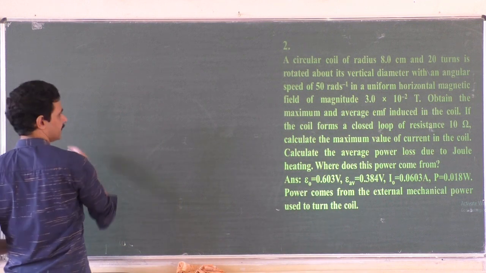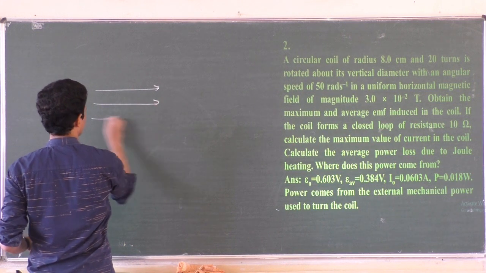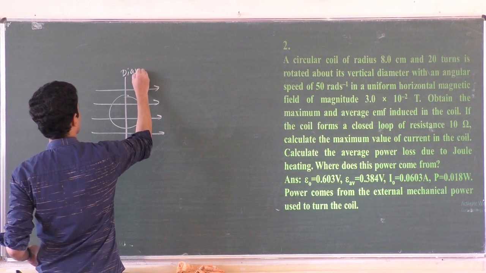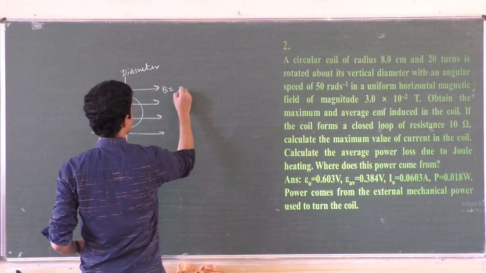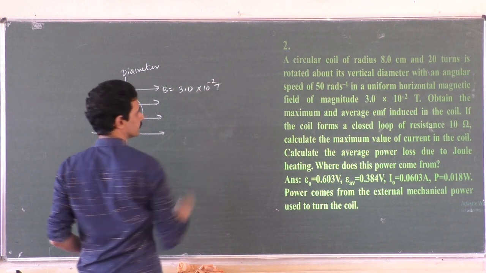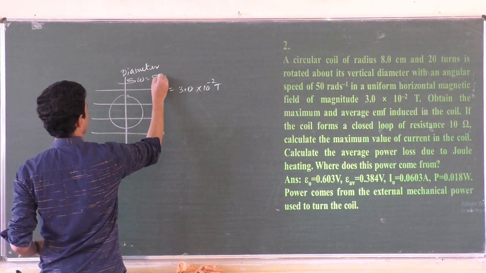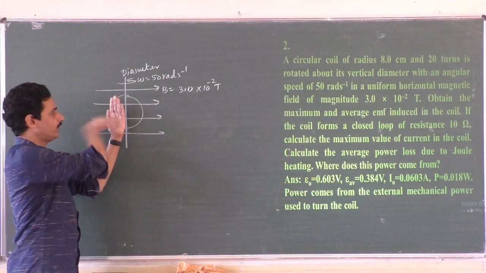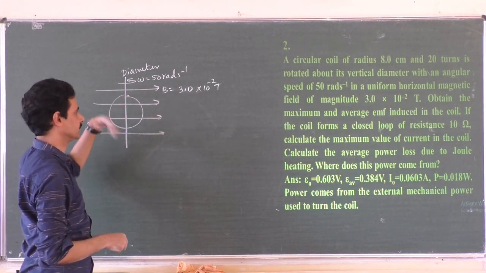It is very similar to the dynamo coil, but it is a circular coil, that's all. Suppose the magnetic field is horizontal like this, and I will turn the coil this way, with the diameter vertical to the magnetic field. B is 3 into 10 to the power minus 2 Tesla, right? And this is rotated at 50 radians per second, all in SI units. As it turns, when the coil is like this, no flux. When the coil is like this, maximum flux. When like this, no flux, then maximum flux. So what is the maximum?